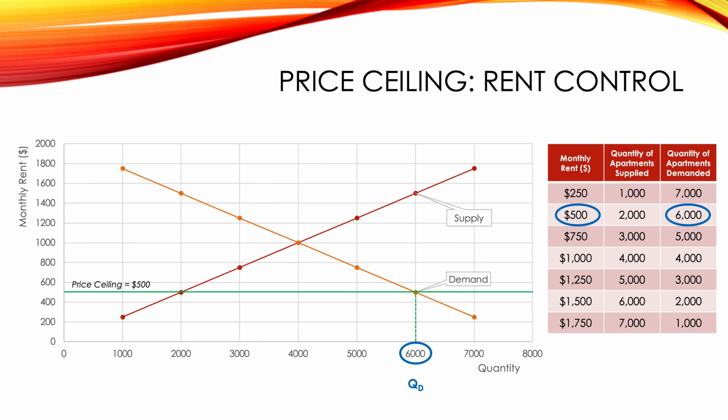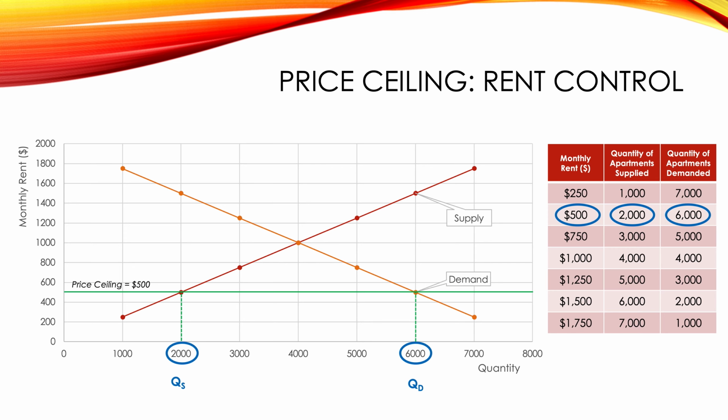But the landlords, they're not so excited, right? Sellers, renters, whatever you want to say, people who rent things out or sell things, they want high prices. And $500 is not a high price for them. So at that price of $500, they're only going to want to supply 2,000 apartments.